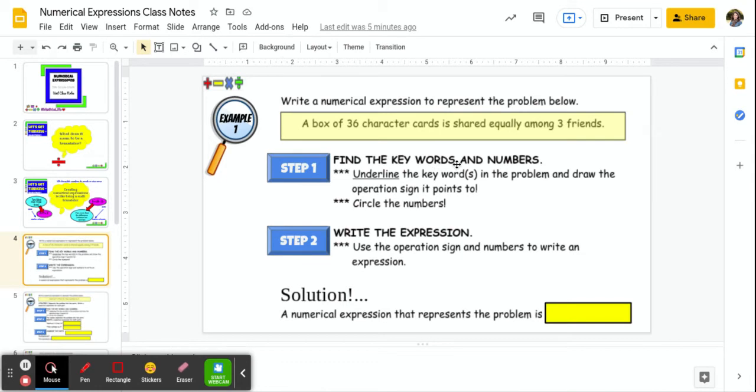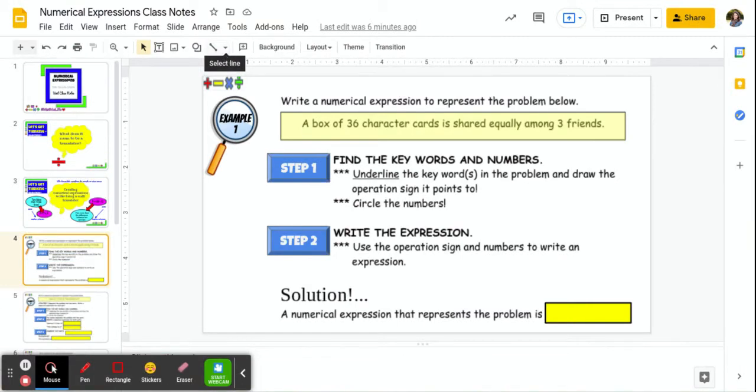So first of all, boys and girls, there are words that point us in the direction of an operation. They're not foolproof. We still have to use our brain and see if it makes sense, but it can help to point us in the right direction. So when I look at this rectangle that says a box of 36 character cards is shared equally among 3 friends, I can ask myself, what are the keywords that I see that may make me think of addition, subtraction, multiplication, or division? Well, hopefully in this one, you see that word shared equally. Those 2 words together oftentimes make us think of division.